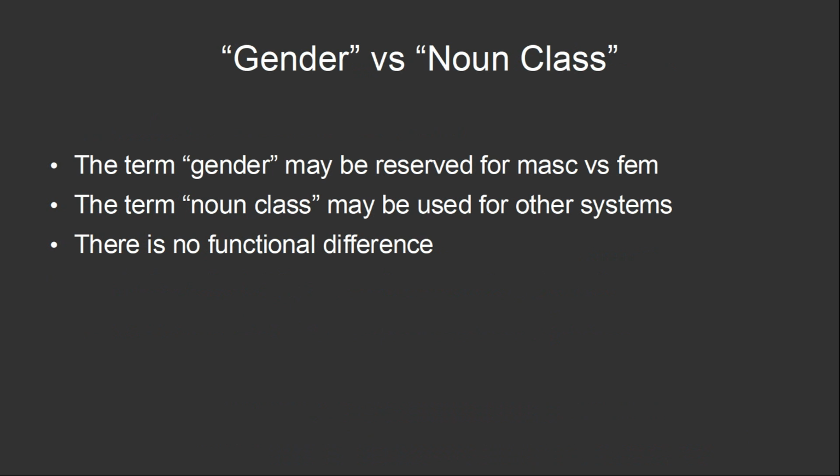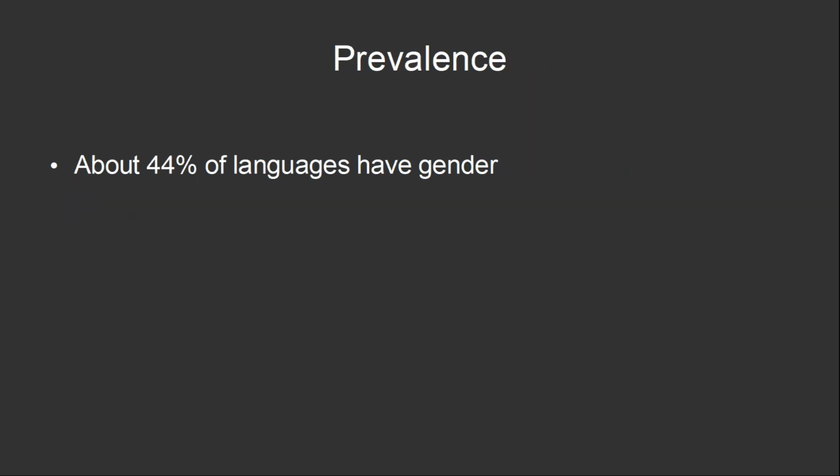Generally, the term gender is used when the system has some sort of distinction between masculine and feminine, and the term noun class is used when there is no such distinction. But functionally, there's no difference between these two things, and I'll be using both terms interchangeably throughout the rest of this video. About 44% of languages have some sort of grammatical gender.